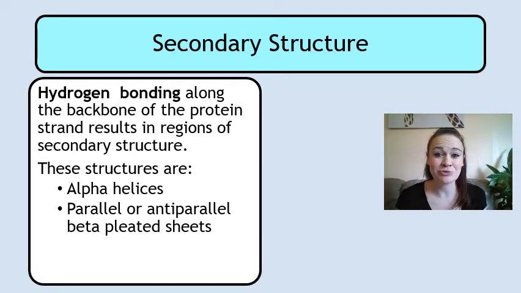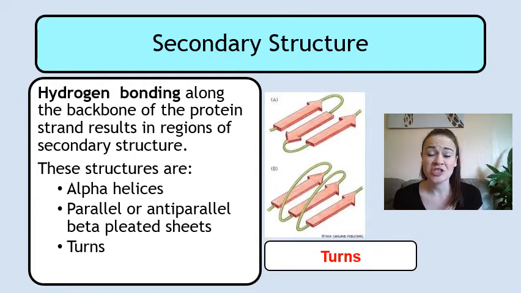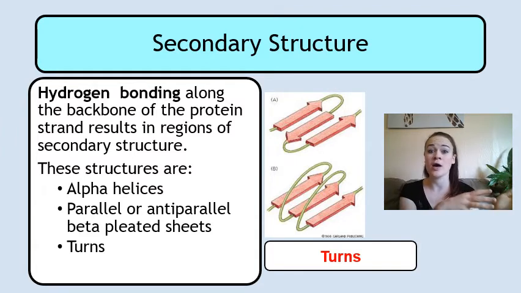Now the last secondary structure we're going to look at is our turns. This changes the overall direction in which the protein's going in. Now, we don't actually know the purpose of turns, but what does happen is it allows interactions to occur with other secondary structures, so maybe a helix interacting with a beta sheet.